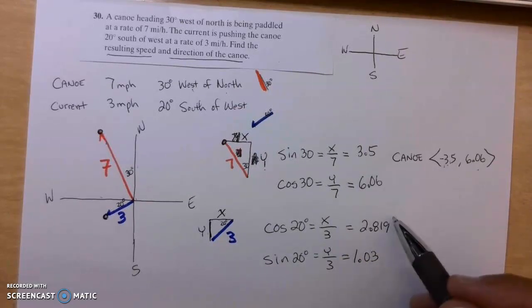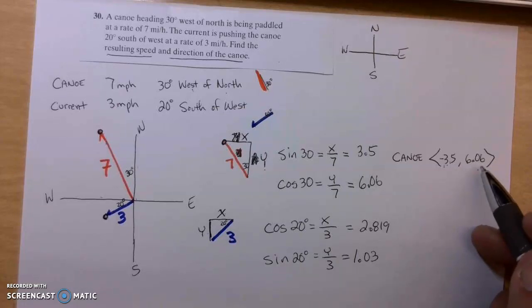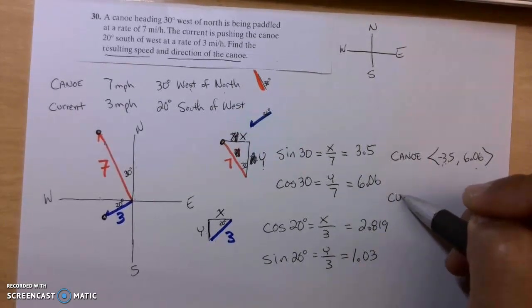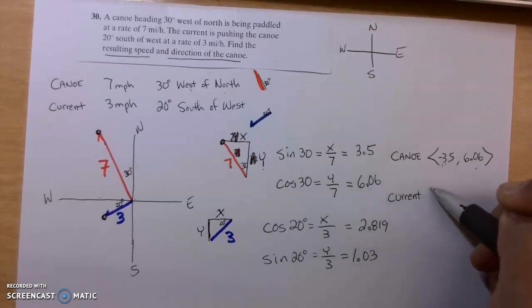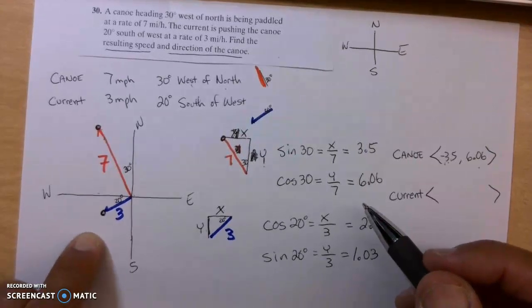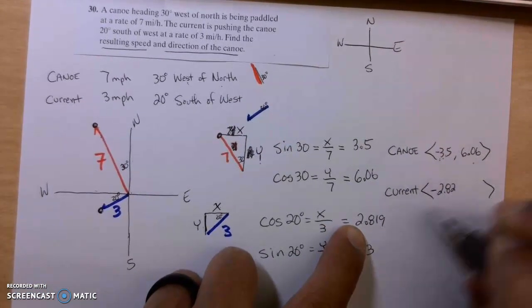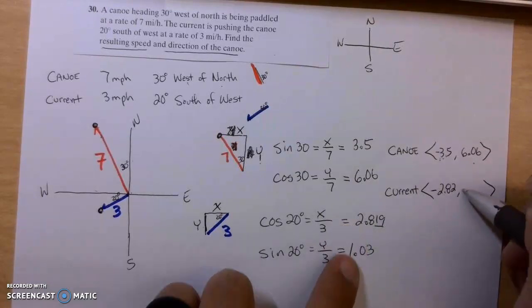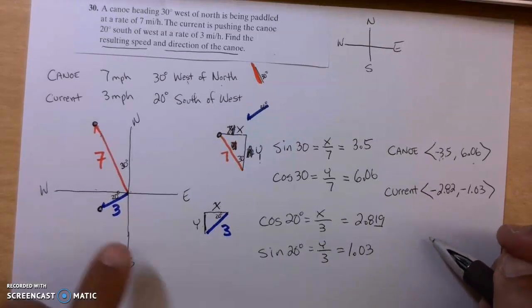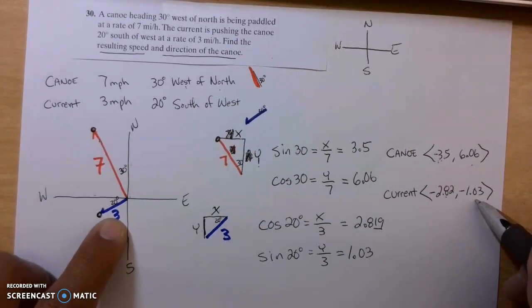Sorry, I've been kind of a little bit inconsistent here. Some of these are rounded to the tenth and some are rounded to the hundredth. Oh well. Okay, so here is the current. Let's look back at whether things should be negative. X should be negative, Y should be negative. So negative 2.82, I'll round that, comma negative 1.03. Okay, so I went negative west, negative south.